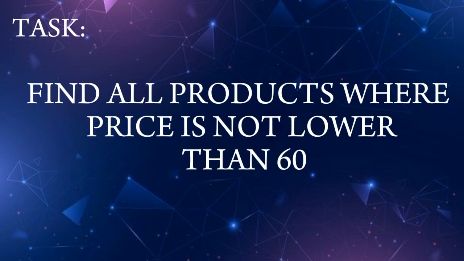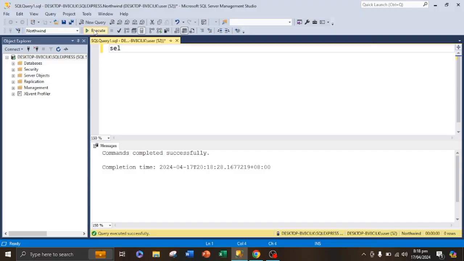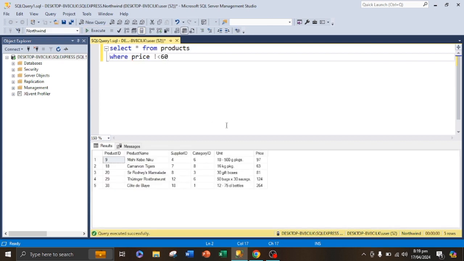Find all the products where price is not lower than 60. So the syntax that we will use is SELECT * FROM products WHERE price !< 60. As you can see, all this data is not lower than the price of 60. So, not less than can be effectively expressed using the greater than or equal to operator.